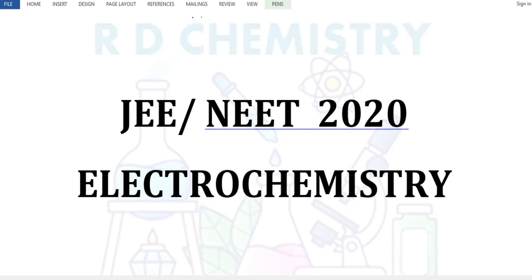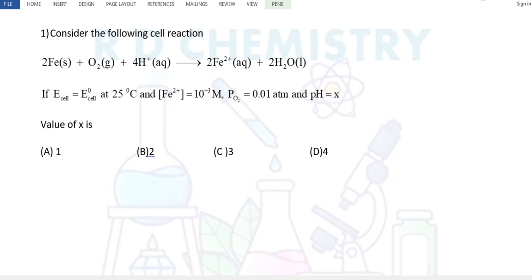In this video, I'll explain some problems in electrochemistry. Question number 1, consider the following reaction: Fe plus O2 plus 4H+ gives ferrous Fe2+ and 2 water. If E cell is equal to E naught cell, then ferrous concentration is given as 10 to the power minus 3. Pressure of oxygen is given as 0.01 atmosphere. pH is equal to X. So what is the value of X?